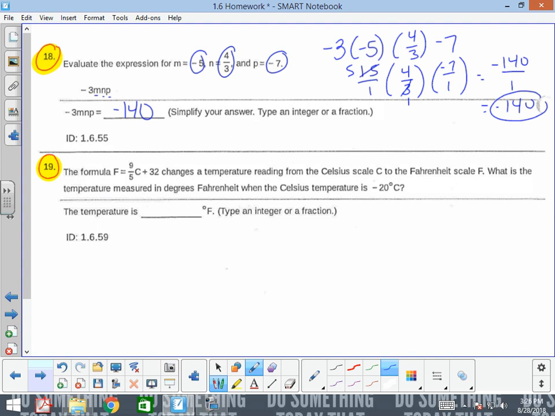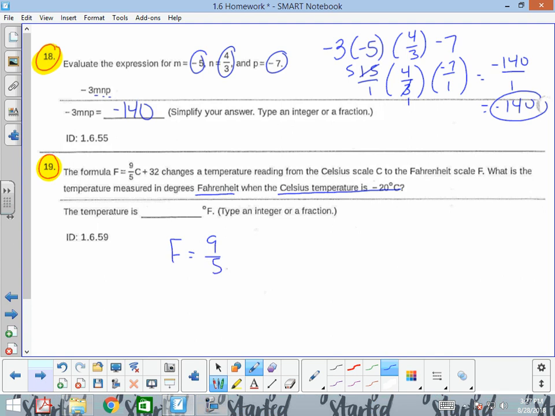All right, last one, number 19. The formula for Fahrenheit is 9/5 C plus 32. What is the temperature measured in degrees Fahrenheit when the Celsius temperature is negative 20? So we're plugging in for C. C is negative 20. And since I'm multiplying it by a fraction, I'm going to put negative 20 over 1. Okay, so I just use this formula. Now cross reduce.